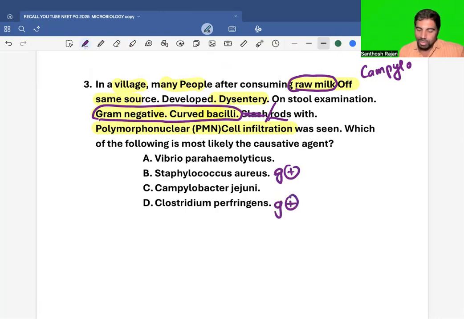Vibrio can be, but Vibrio parahaemolyticus, again, based on this picture, milk, it's not coming. It's usually seafoods. It's mostly the seafoods. Okay, so that's also ruled out.